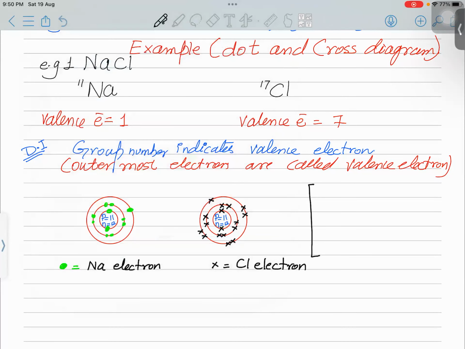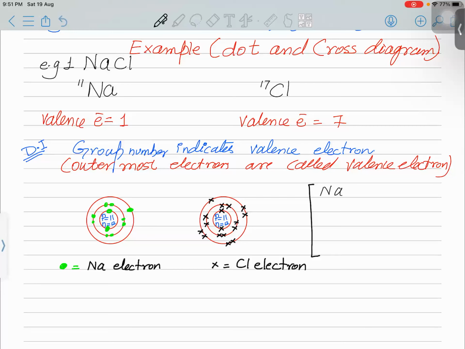So how many electrons are needed to get the stability? For chlorine, it needs to gain one more, and for sodium, it needs to lose one. So after gaining or after losing one electron, how many electrons would be in the valence shell? 8, sir. 8. This is called octet.